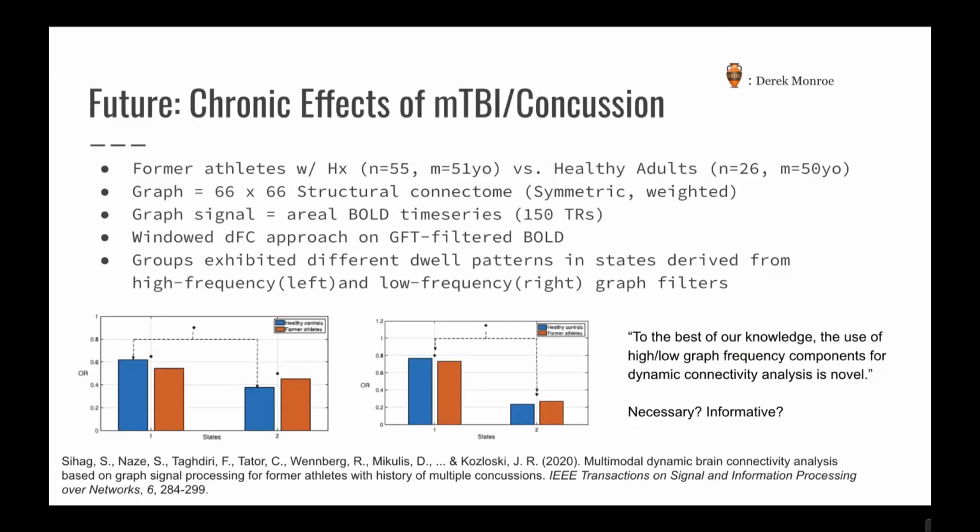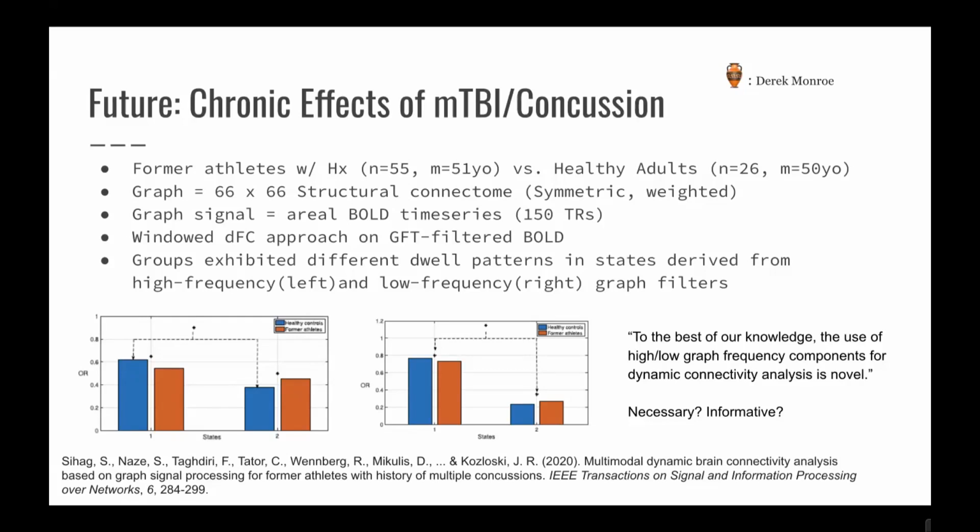One of the papers that cited the current one was recently published in 2020. This was an analysis of 55 former athletes who had a history of multiple concussions, and the authors proposed that they might be at risk for developing what's known as CTE. That definition is quite ambiguous, but they might be at risk for unhealthy brain aging, we'll say. And they compared those former athletes to healthy adults, age-matched, who weren't former athletes and didn't have a history of concussion.